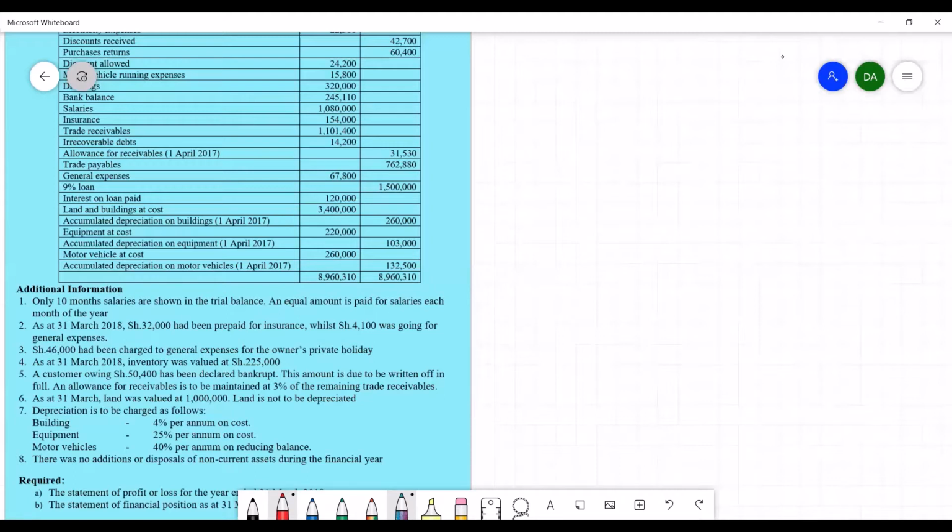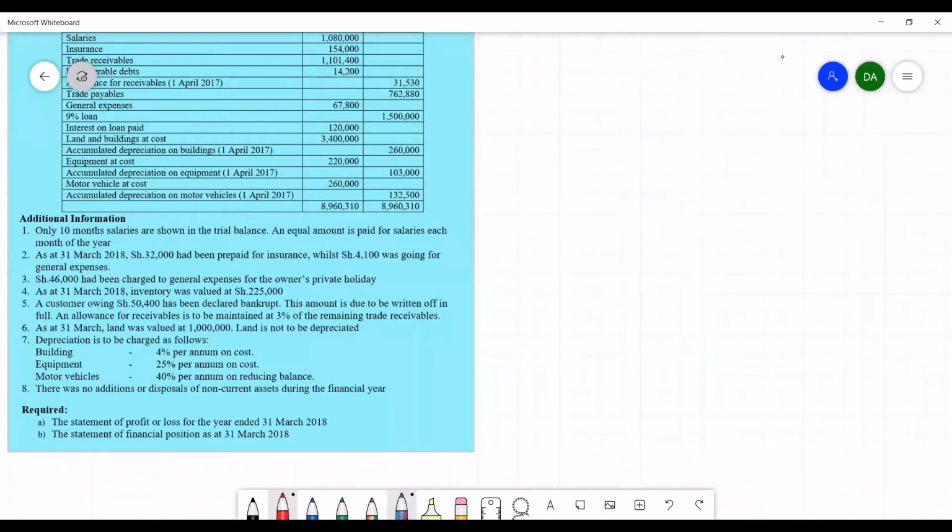Depreciation is to be charged as follows. That is in number 7. Buildings 4% on cost, equipment 25% on cost, and motor vehicles 40% per annum on reducing balance basis. There were no additions or disposals of non-current assets during the year. Required: statement of profit or loss for the year ended 31st March 2018, and statement of financial position as at 31st March 2018.